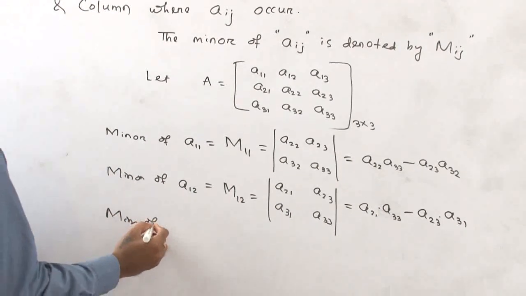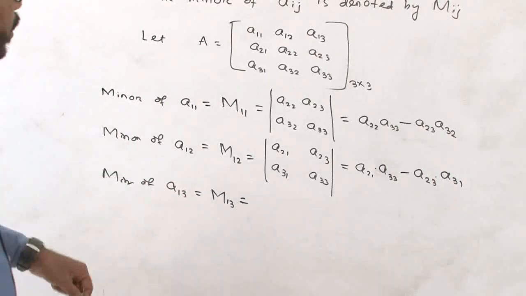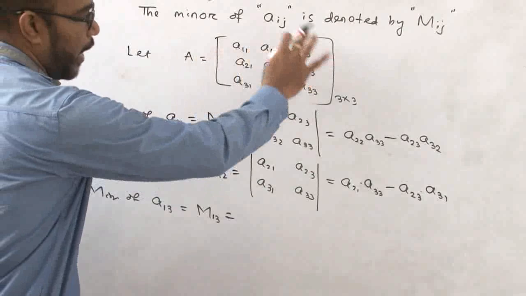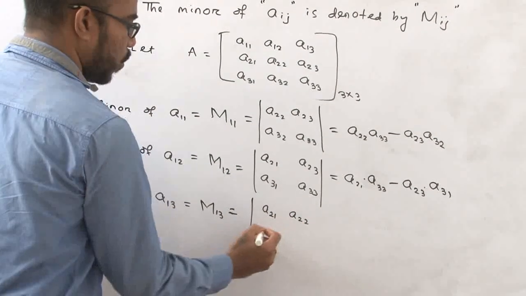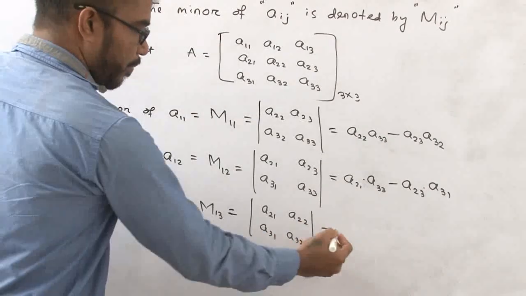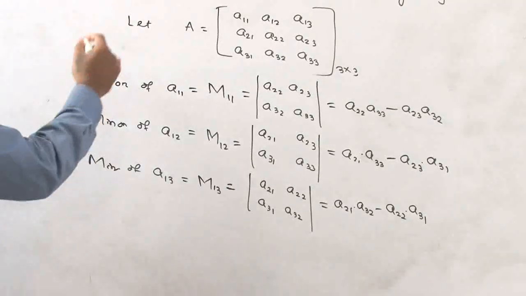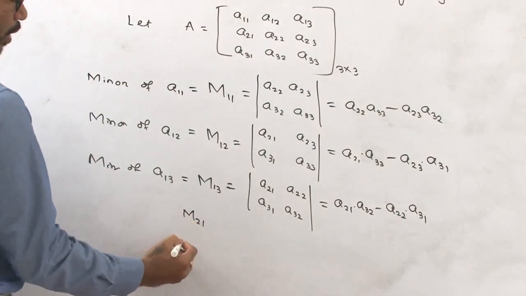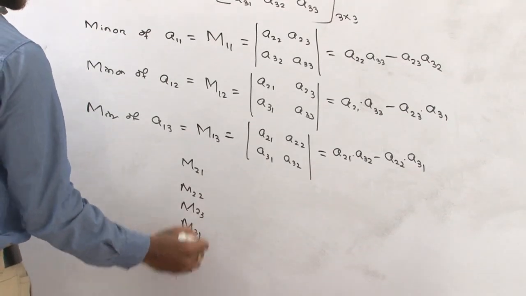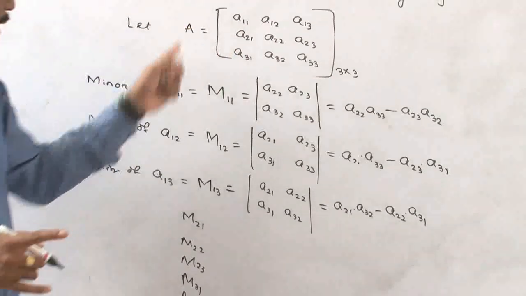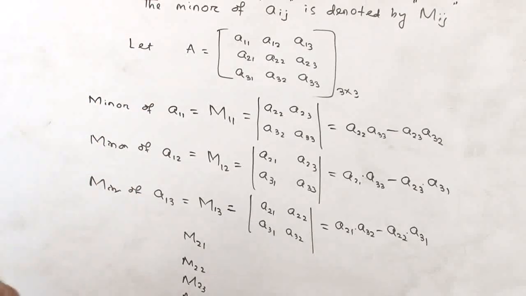Similarly, minor of A13, that means M13. If we delete the row and column containing A13, then we get A21, A22, A31, A32. If we calculate them, we get A21 into A32 minus A22 into A31. So in this way we can evaluate M21, M22, M23, M31, M32, and M33. As in this matrix there are 9 elements, we can find 9 minors. So this is the procedure to evaluate minors.